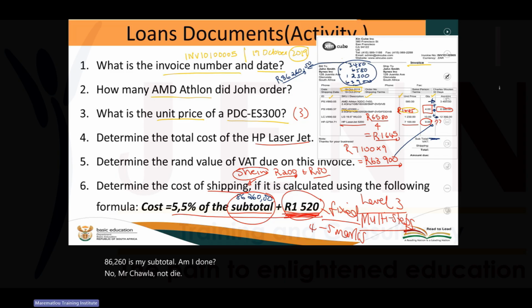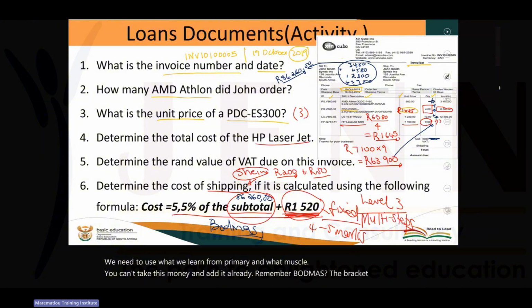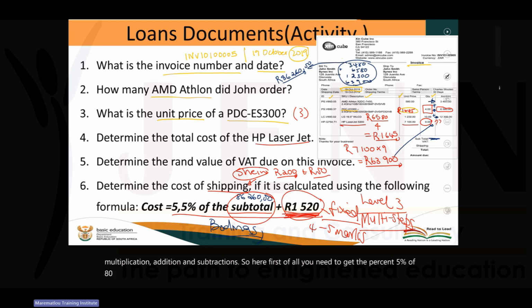Remember, here you must be careful. We need to use what we learned from primary: the BODMAS rule. You can't take this money and add it already here. Remember brackets, division, multiplication, addition, and subtraction. So here, first of all, you need to get the percent, 5.5% of 86,260.